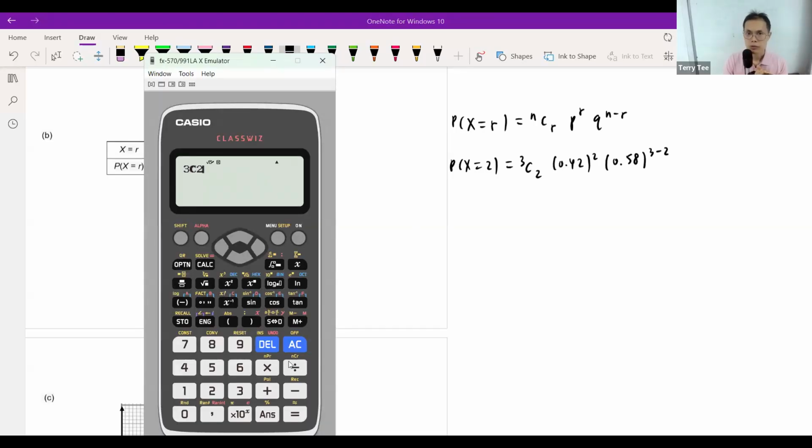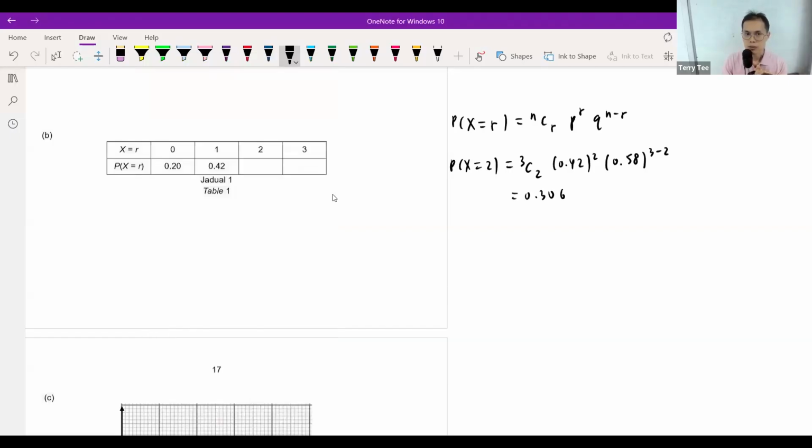3C2 multiplied by 0.42 squared multiplied by 0.58. 3 minus 2 is 1, so you don't write it. Answer is 0.3069.